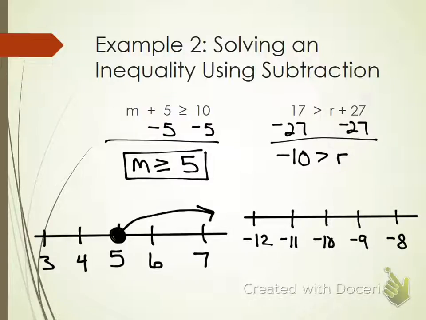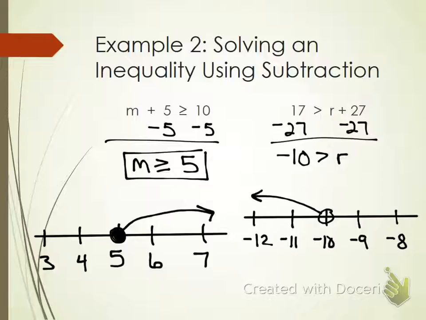Open or closed dot? Left or right? Left. Remember, read the variable first. R is less than negative 10. All numbers less than negative 10. So negative 11, negative 12, negative 13, those are solutions. That's why the arrow goes left.